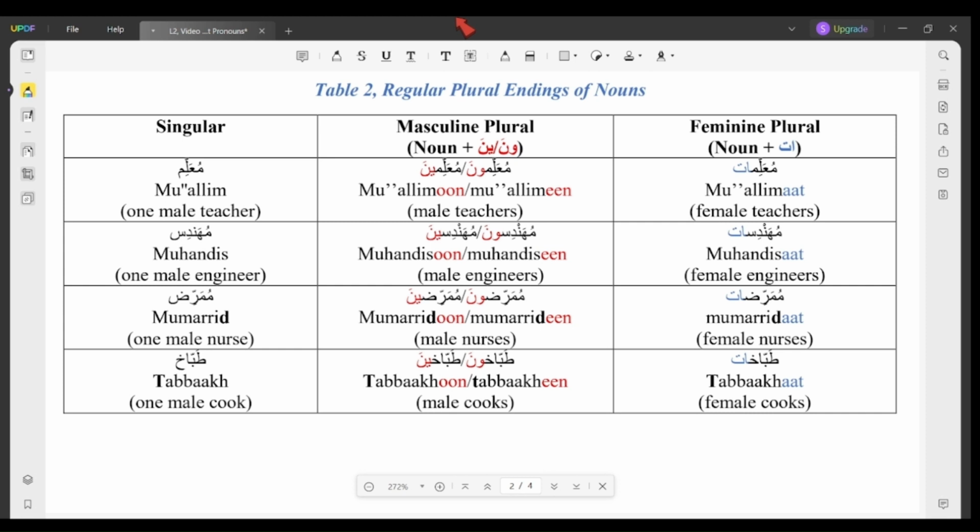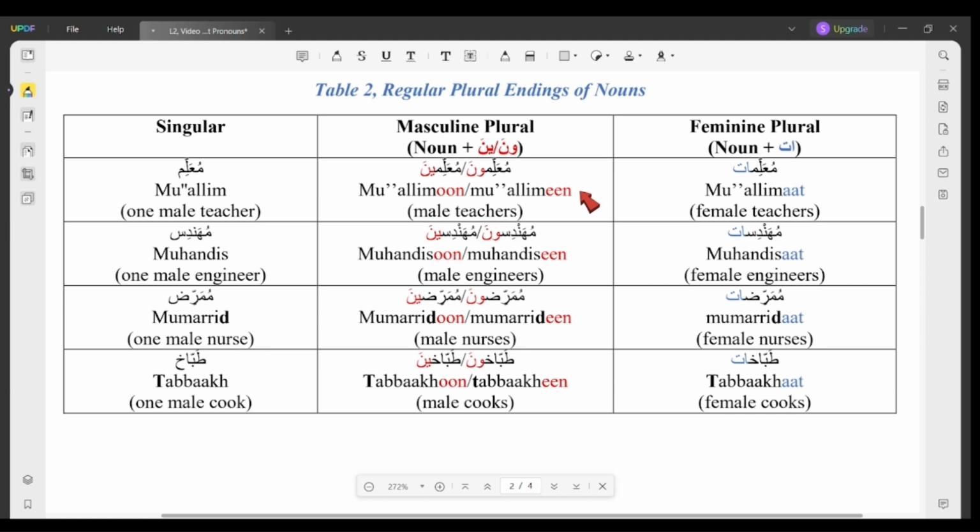to plural. There are two types of plural in Arabic, the masculine plural and the feminine plural. In order to form the masculine plural, we need to add una or ina to the end of our word. Now let's look at the first word. Muallim plus una or ina, muallimuna or muallimina. This means a group of male teachers or a mixed group of teachers, both males and females.